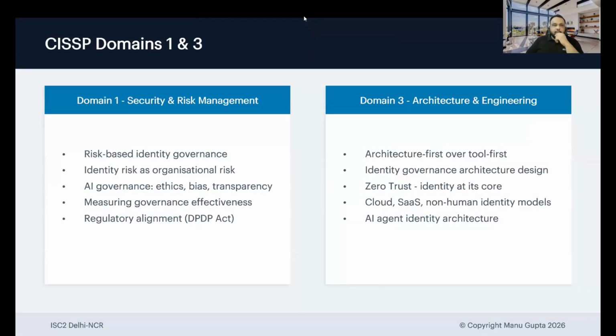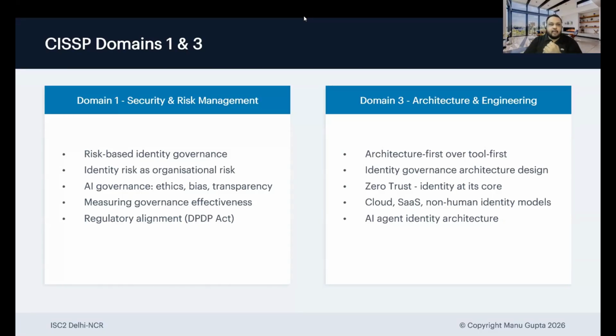So, domain one for CISSP is security and risk management. Everything we discussed about risk-based identity governance, risk scoring, and measuring governance effectiveness all tie to domain one. Identity risk is a subset of organizational risk, and it needs to be managed with the same rigor that we apply to any other risk category. AI governance in identity systems is also domain one because there are concerns about ethical use, bias, transparency, accountability, right?